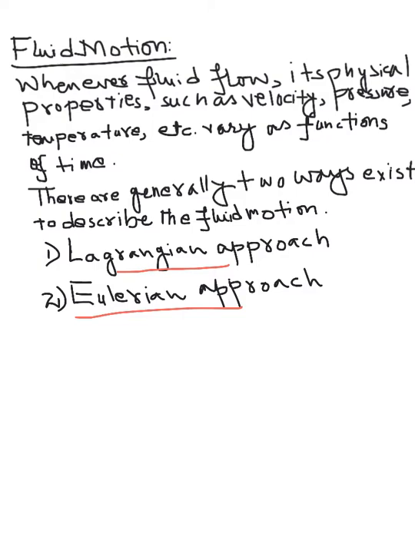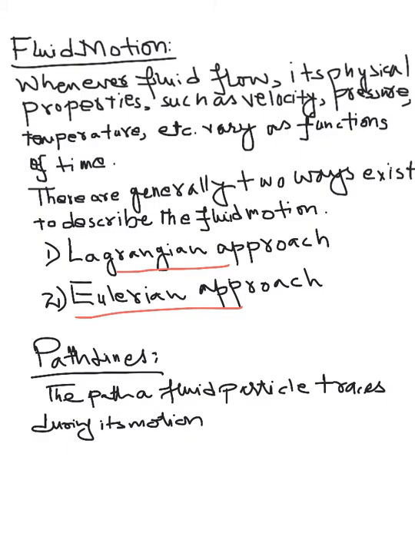Now in the Eulerian approach, the variations are described at all fixed stations as a function of time. So this is like sitting on the bank of a river and watching the water pass a fixed location.